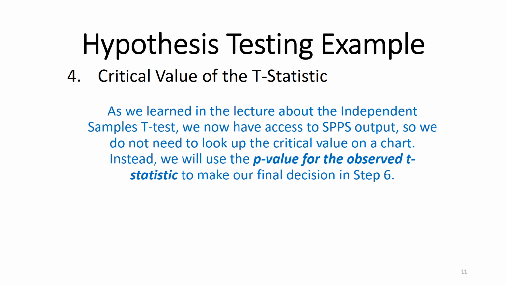Critical value. Also, something that we're going to be able to skip through pretty quickly nowadays, because just like we learned with the independent samples t-test, we now have access to SPSS output. There's a misspelling there, that's my fault. So we do not need to look up the critical value on a chart. Instead, we will use the p-value for the observed t-statistic to make our final decision in step 6. So we don't have to worry about looking up or recording a critical value. We can move right on to finding our observed value in step 5. So let's move on to the next slide.